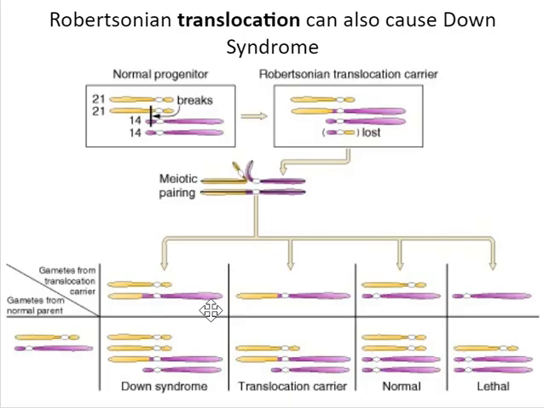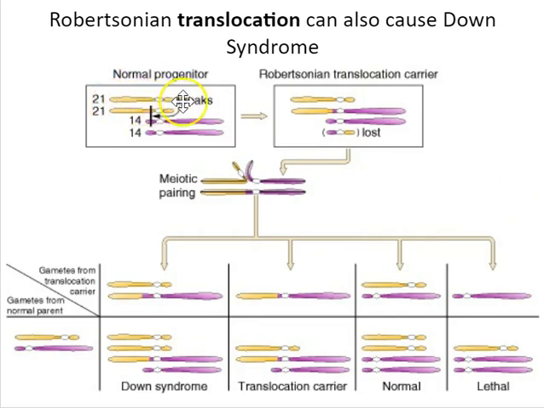So there is an additional cause of Down syndrome that I should mention, and it is something called a Robertsonian translocation. Down syndrome means you have an extra copy of chromosome 21, but it can be that you have an extra copy or you have extra amounts of the content from chromosome 21. And this can be due to a translocation event. And this figure is showing that.